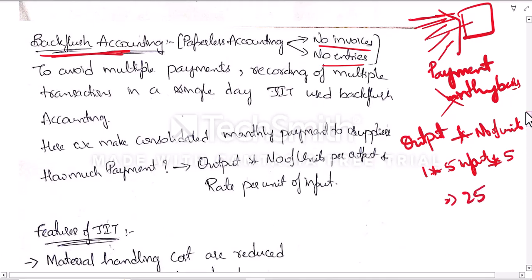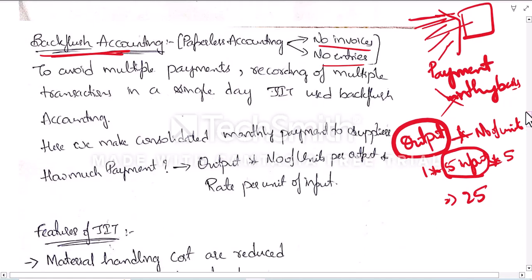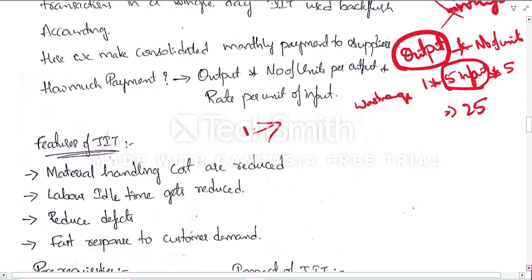So 25 rupees will be the payment to be made to the supplier. How have we arrived at this? Based on our output. It is important to note how much output has arrived, and how many units are required for each output. We should also consider the wastage, because each and every input might not be giving the output. So we should consider such wastage before calculating this payment.